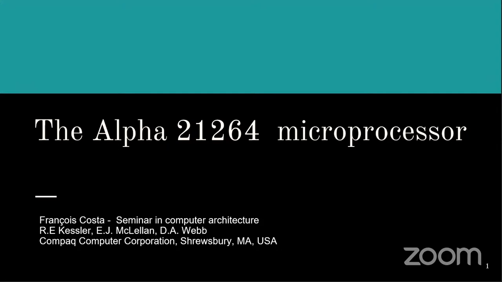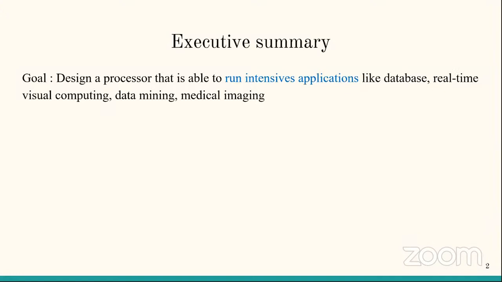Okay, thank you, Jisung, for the introduction. So we can start directly with my presentation. Today, we will speak about the Alpha 21264 microprocessor, which is an out-of-order processor. And let's start directly with the executive summary. So the goal, of course, of each processor is to design a processor that is able to run intensive applications like database, real-time visual computing, and everything. So it should be as fast as possible.